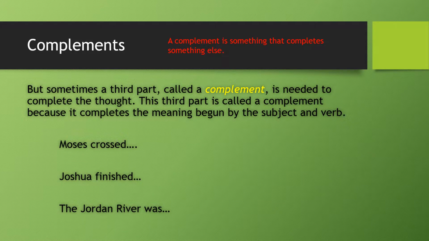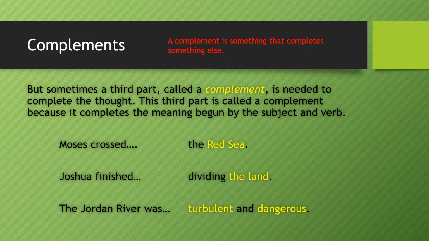Look at these three word groups. Moses crossed. Joshua finished. The Jordan River was. Well, none of these three groupings of words makes sense or has a complete thought in and of itself, so it needs something to complete the thought. Moses crossed the Red Sea. Now we have a complete thought.